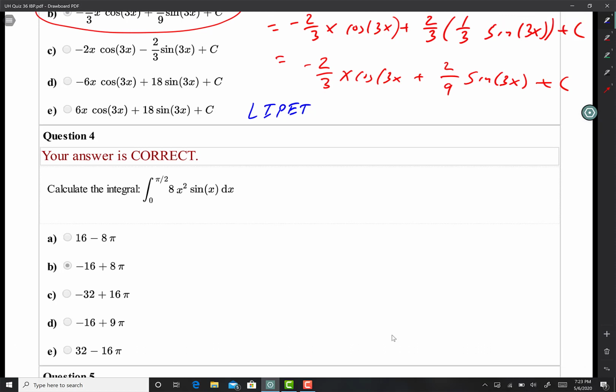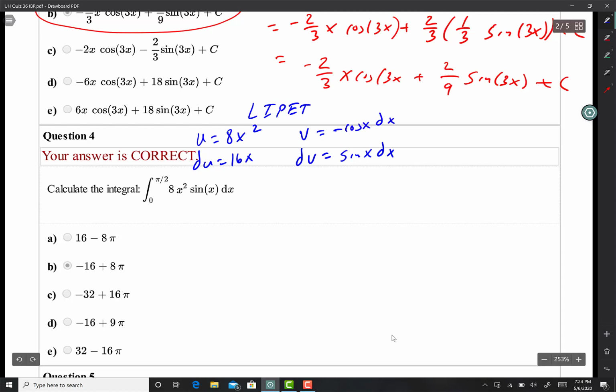So I'm going to say that u has to equal 8x squared. So in a little bit we'll do the du and v, excuse me, and dv. So my dv is going to be equal to sine x dx. So the derivative of 8x squared is 16x. So the antiderivative of sine x is a negative cosine x.